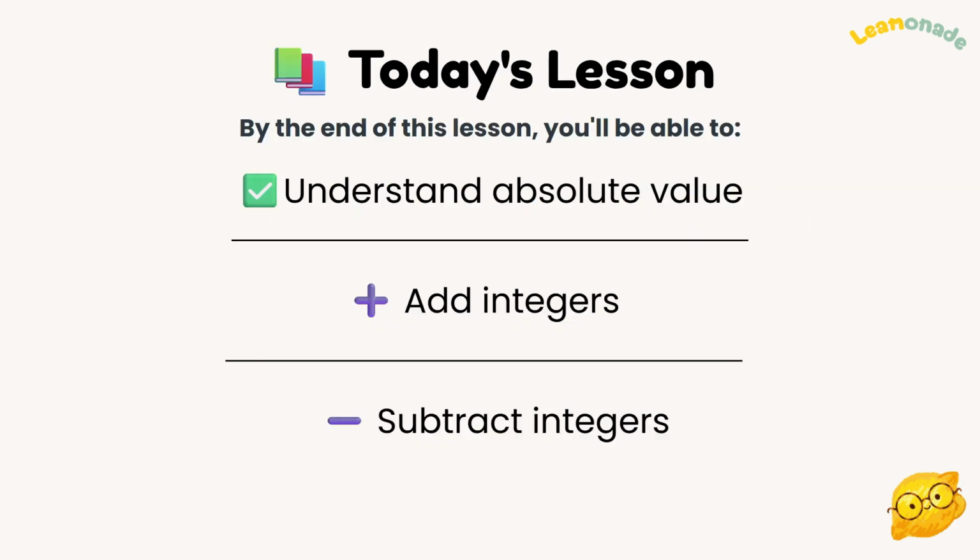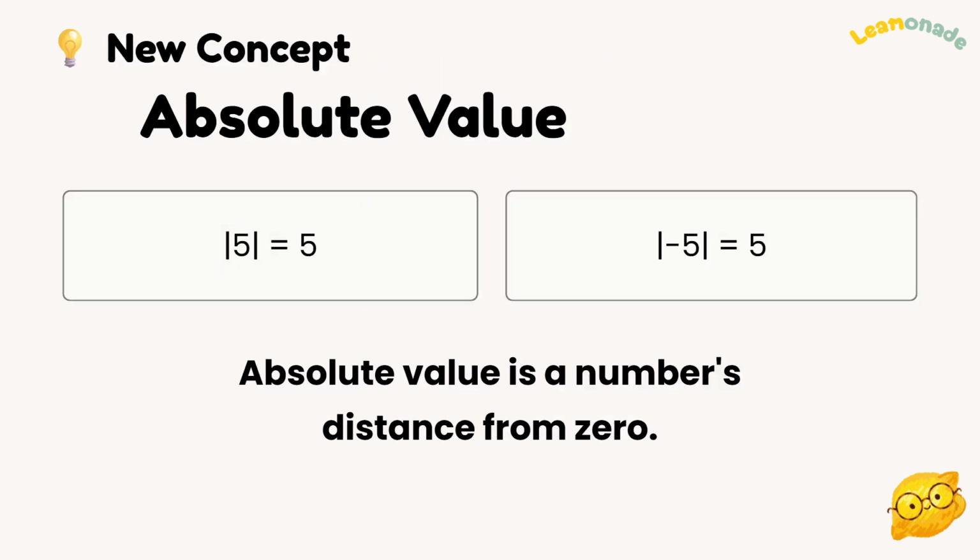Today we'll learn three things. First, we'll learn what absolute value means. Then we'll learn how to add integers. And finally, we'll learn how to subtract integers. Let's start with absolute value. Absolute value may sound like a big math word, but the idea is actually very simple.